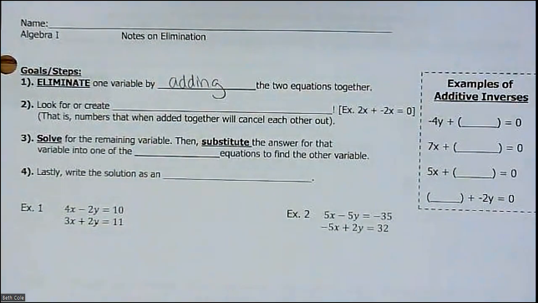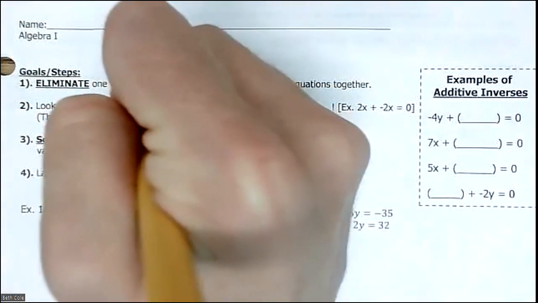I actually like this method better. I think it's easier. You'll have to let me know what your opinion is. But you're going to add the two equations together and eliminate one of them. So you're going to look for or create additive inverses.